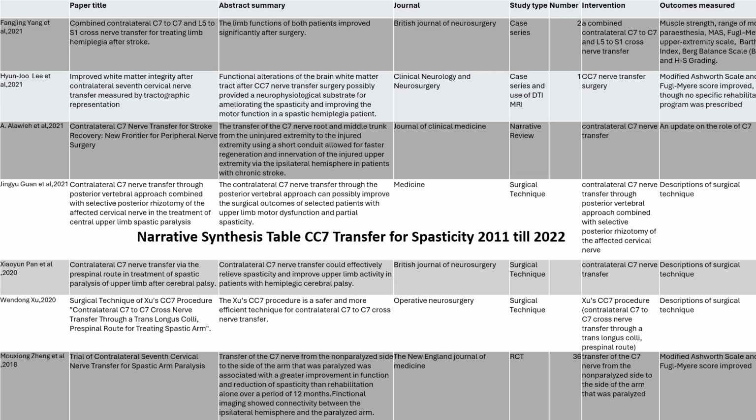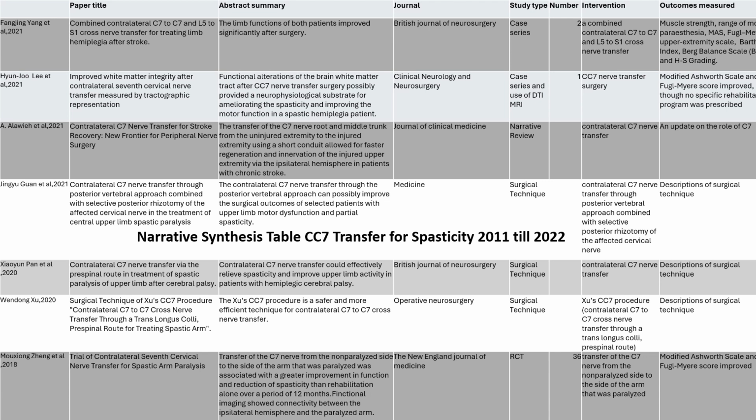So, in order to understand how the knowledge is evolving on the role of contralateral C7 transfers for spasticity, we conducted a scoping review using the terms contralateral C7 and spasticity. Obviously, there are a lot of publications on the role of contralateral C7 transfers for lower motor neuron lesions. However, there are only 7 papers that fulfill the criteria, and this is a summary of the findings of this paper. Most of these papers came out from China, bar one, which was a review paper and not primary data.